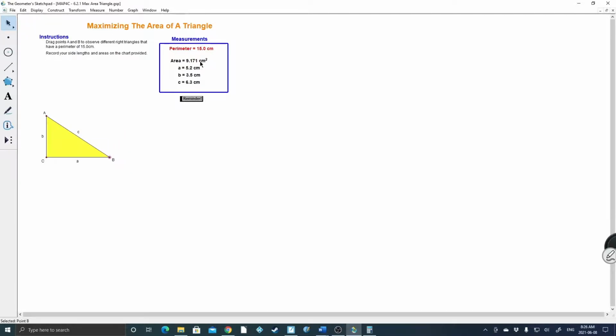So our area here is 9.17. Okay, 9.17. So let's change our shape. Let's go back to a perimeter of 15. Oh, I might not be able to get it with this one. Too long, so let's bring this down a little bit here. So there's our perimeter of 15, but our area is 3.8, which is much smaller than the 9 that we had earlier, right?